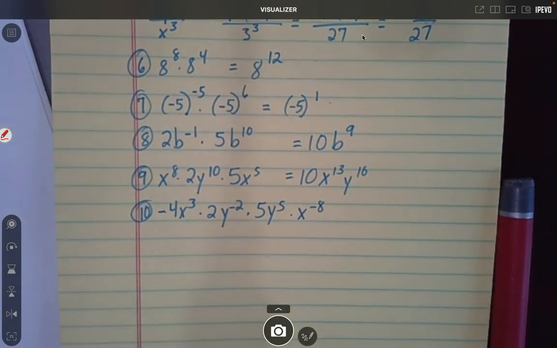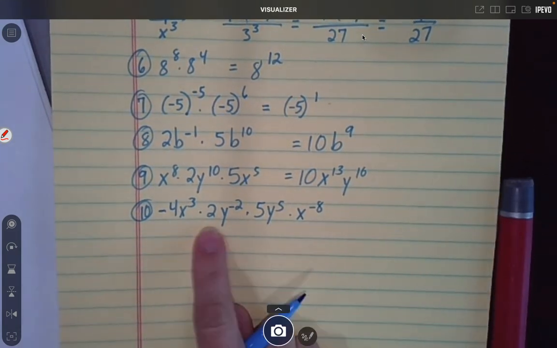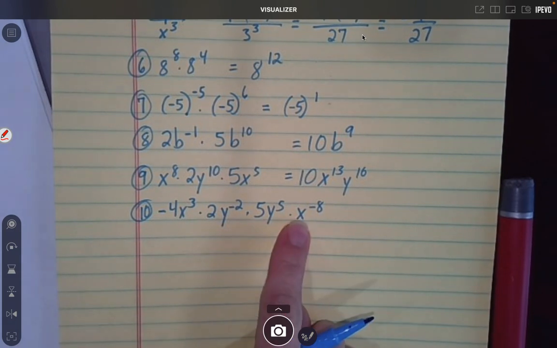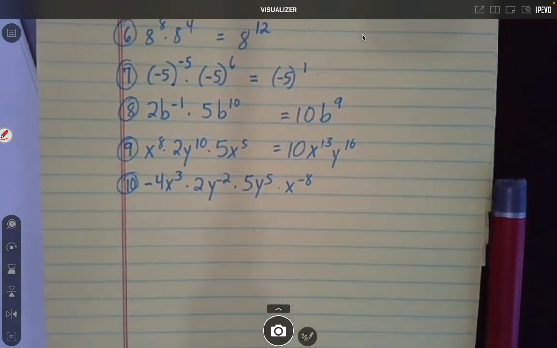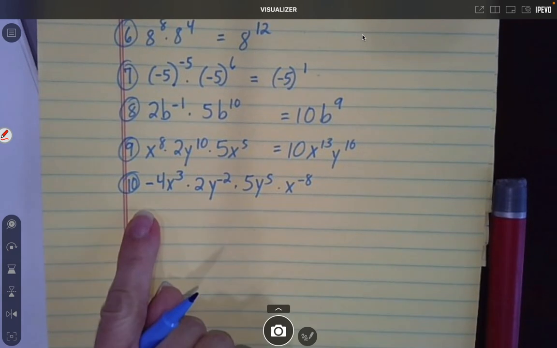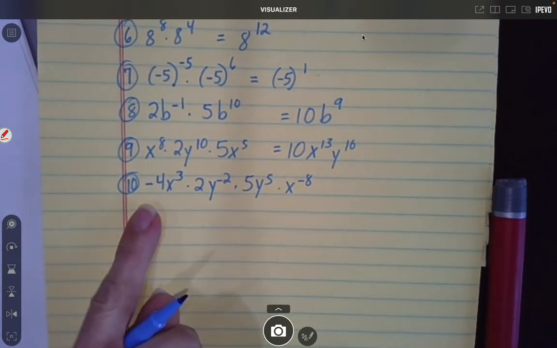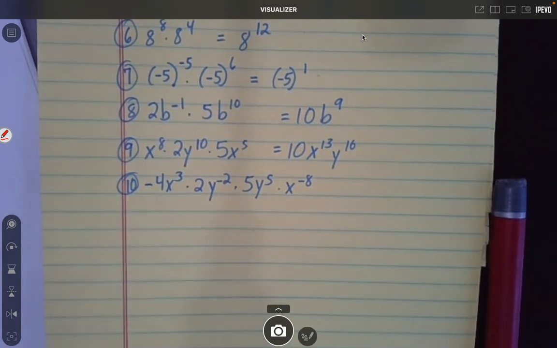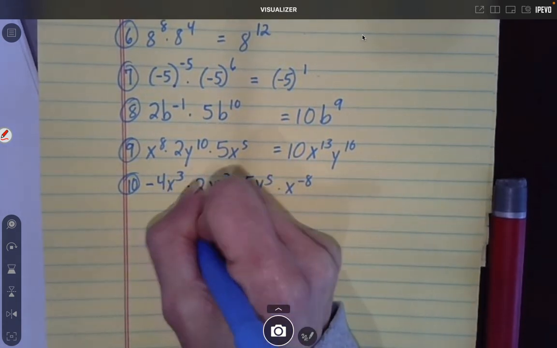Okay, let me make sure I wrote all that down right. This one's forever long. Okay. Now, all right, let's look at our numbers first. We have negative 4, 2, and 5. What is negative 4 times 2 times 5? Yep, I got negative 40. So I'm going to write that down.